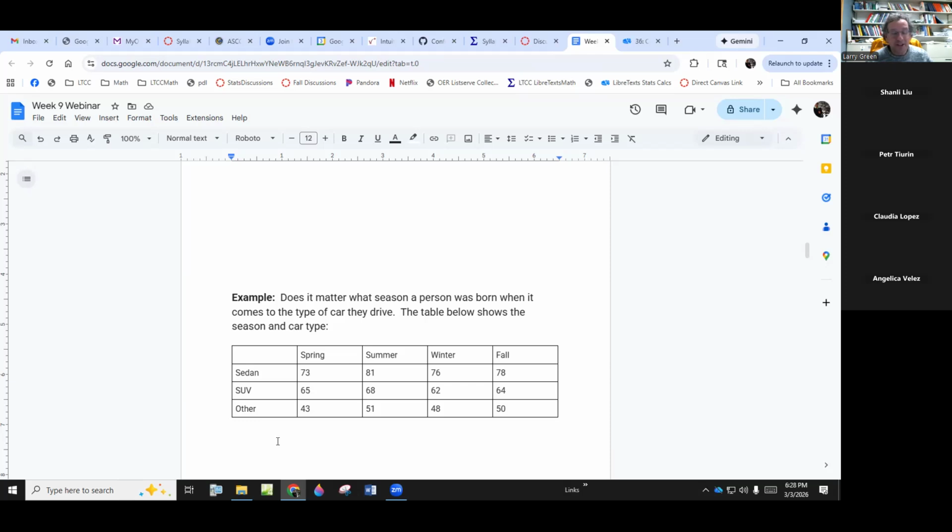For example, anyone want to guess? This year, what kind of car have I driven the most? Any guess? My guess is none of you are going to guess. But you never know. No one wants to say? Okay. All right. You can say SUV. I'm as other as it gets.